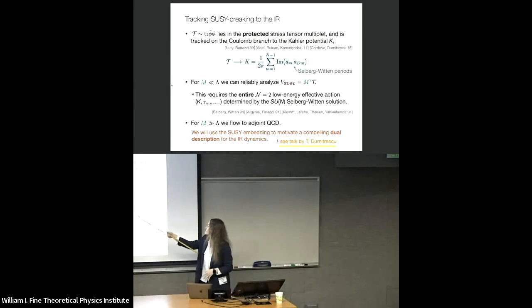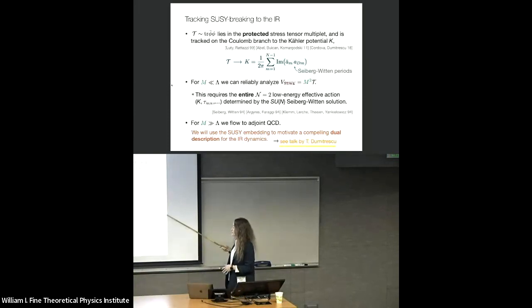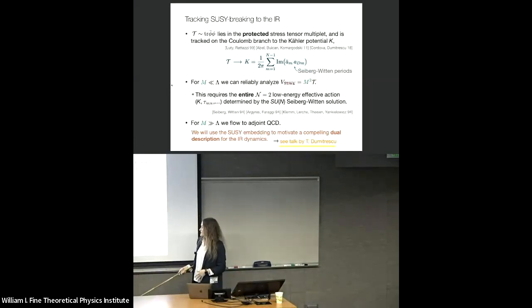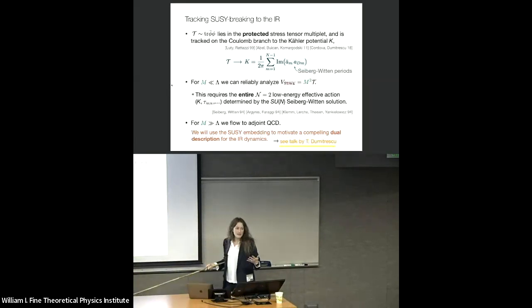So this is a globally defined function, the Kähler potential, given in terms of the periods of the Seiberg-Witten solution, or the generalization of the Seiberg-Witten solution to this SU(N) N equals 2 super Yang-Mills case. So at least for small supersymmetry breaking, we can reliably track this operator. When our supersymmetry breaking scale is small, we'll be able to reliably analyze the supersymmetry breaking potential on the moduli space of the N equals 2 theory. And I really want to emphasize that even in this soft supersymmetry breaking analysis, this really requires the entire N equals 2 low energy effective action.